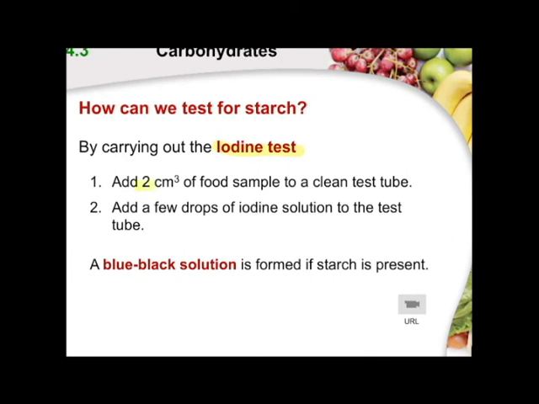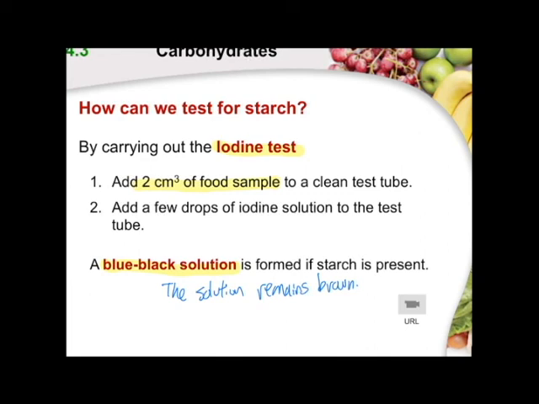Okay. So how do we test for starch? Very straightforward. You just use the iodine test. You take 2 cm³ of the food sample, put it on maybe a white towel, and then just drop a few drops of iodine solution. I know some of you like to spray a lot. Do not spray a lot. If you do, the whole thing will be dark and you cannot see anything. The color of iodine is usually yellowish or brown. If starch is present, you'll form a blue-black solution. If starch is absent, the solution remains brown.